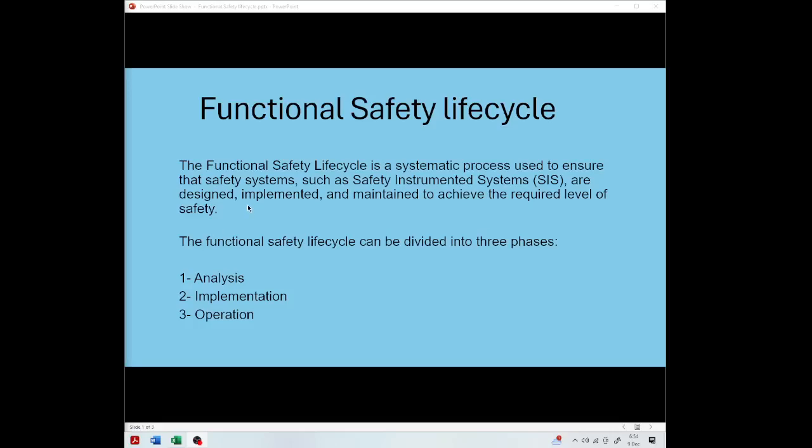Functional safety lifecycle. The functional safety lifecycle is a systematic process used to ensure that the safety system, such as safety instrumented system SIS, are designed, implemented, and maintained to achieve the required level of safety. The functional safety lifecycle can be divided into three phases. These phases are analysis phase, implementation phase, and operation phase.